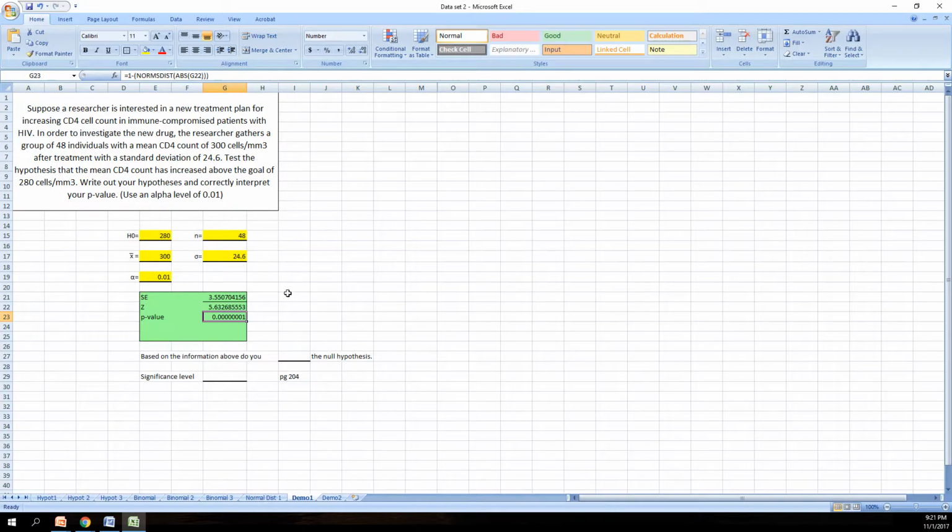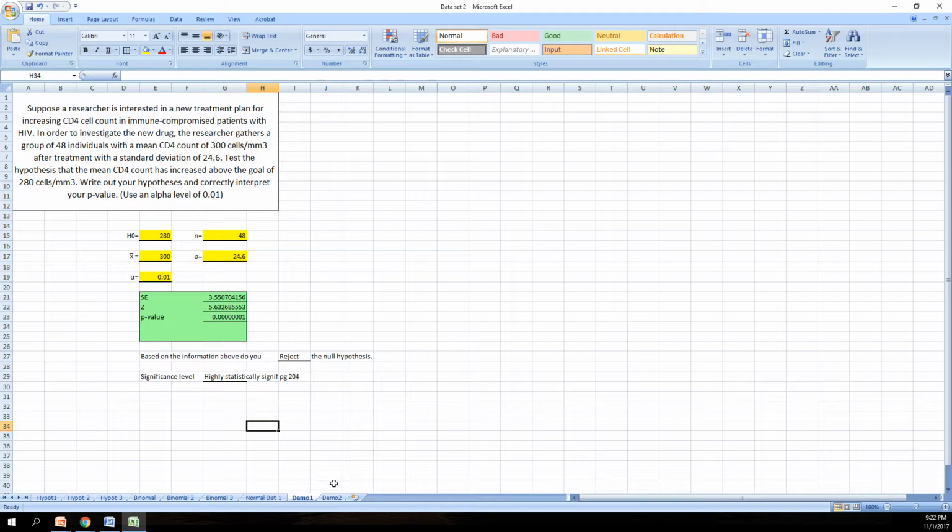After that, we can go down to the little box here, and it says, based on the information above, do you, and there'll be a drop-down box, either accept or reject the null hypothesis. When you look at your p-value, it is way less than the alpha that we set, so we're going to reject the null hypothesis in this situation. Then we come down to this drop box and choose our significance level, and for this it's going to be highly significant. If you're not familiar with the significance levels, please look at page 204 and it'll break it down for you.